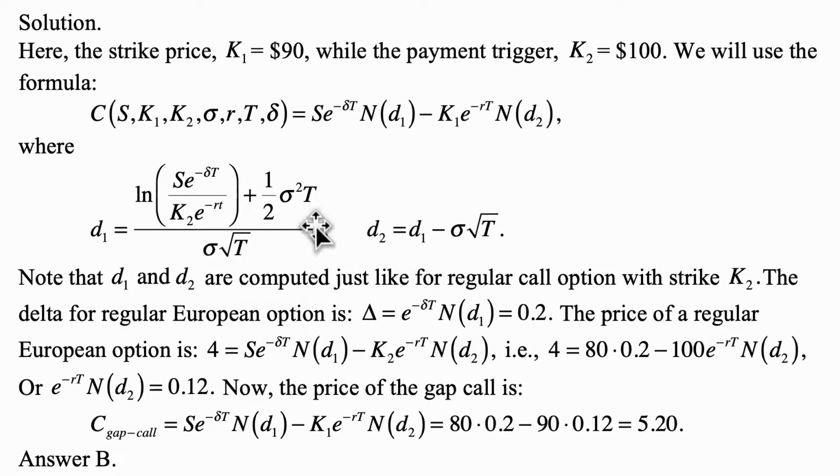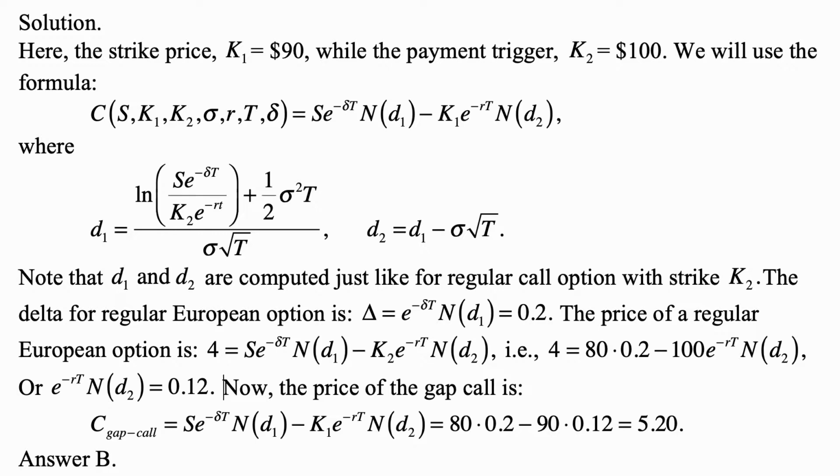And d1 is the natural logarithm of S e to the minus delta T over K2 e to the minus rT, the standard formula, plus one half sigma squared T, over sigma square root of T, and d2 is d1 minus sigma square root of T. So note that d1 and d2 are computed just like for a regular call option with strike price K2, the payment trigger again. The delta for a regular European option is e to the minus delta T N of d1.